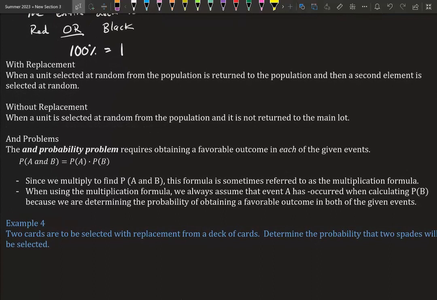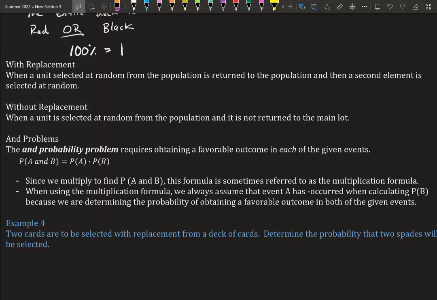With replacement: when a unit selected at random from the population is returned to the population, and then a second element is selected at random. Basically, what that's saying with replacement is, say you have a bag of marbles, and you take a marble out. That means you put it back, and you can pick it again.